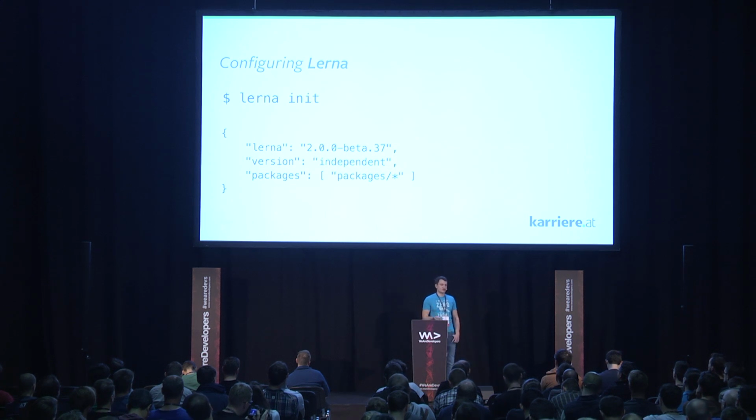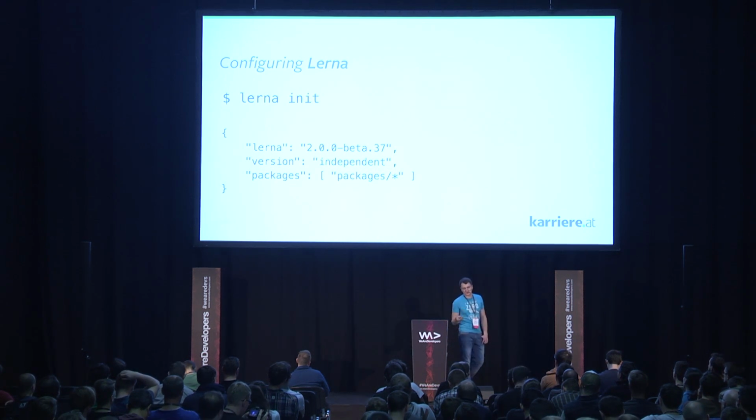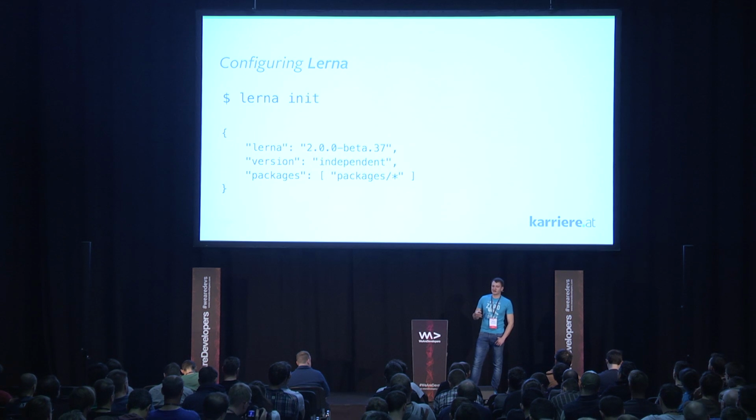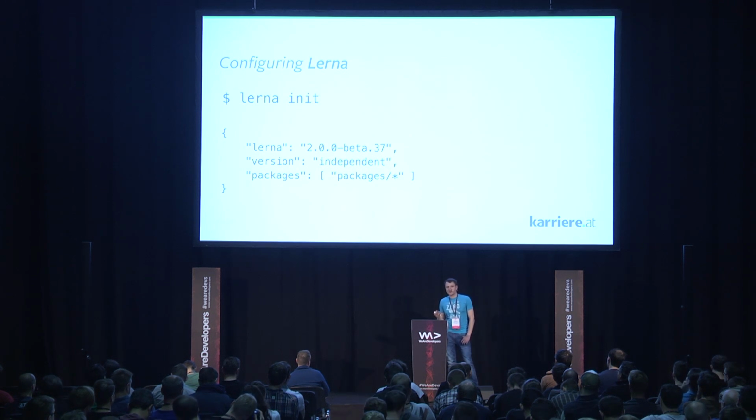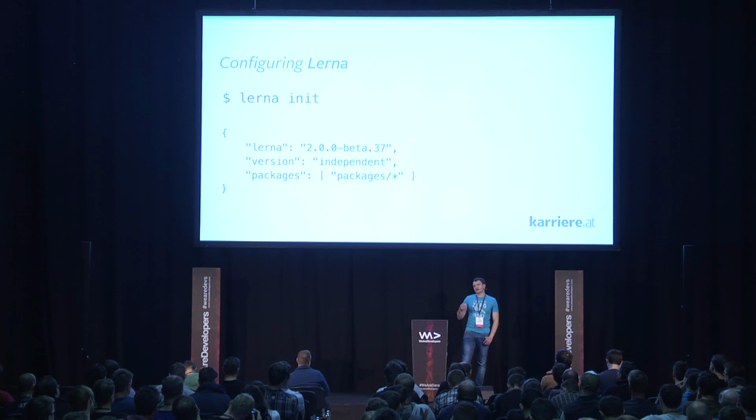So whenever you are changing one of your packages, all of the packages will get a new release and will get a new version number. But you can also change this to independent versioning. So with independent versioning, you can update only those packages you actually have changed.